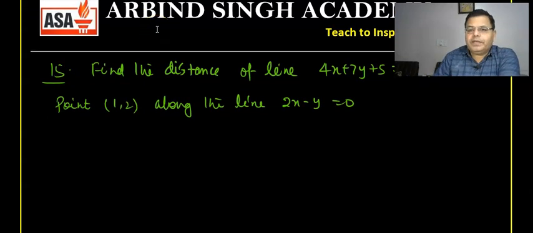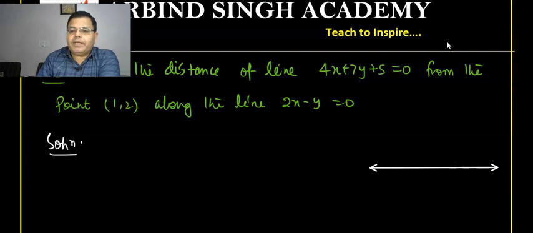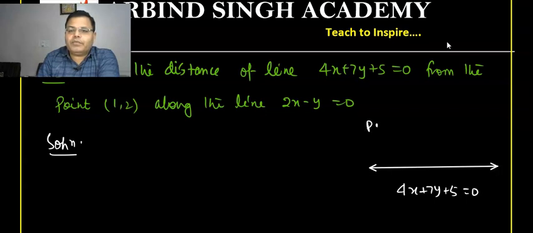So we have to find the distance, but not a perpendicular distance. We have to find the distance of a point from this line. This is a line, that is 4x plus 7y plus 5 is equal to 0, and you have to find the distance of this from the point P, that is the point (1, 2).